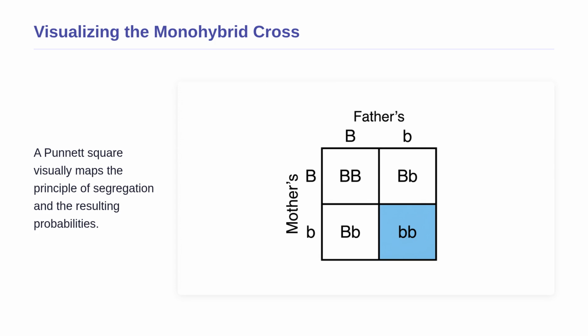Notice the bottom right box, labeled lowercase b, which is highlighted in blue. This visually confirms our earlier calculation. There is exactly 1 out of 4 boxes that results in the double recessive trait. This diagram perfectly illustrates how the alleles segregate and then recombine during fertilization.